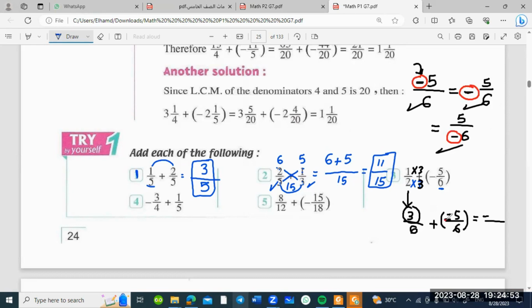So now you have a positive and a negative. Again, a positive and a negative, and you are going to add them together. So what should I do? Miara, with me?